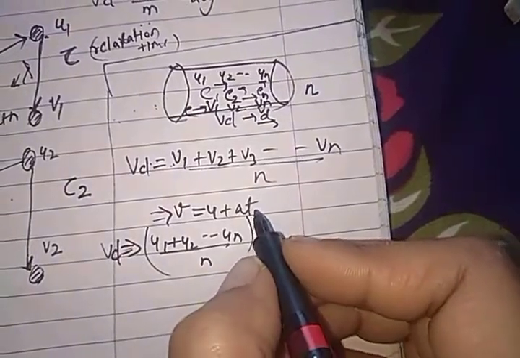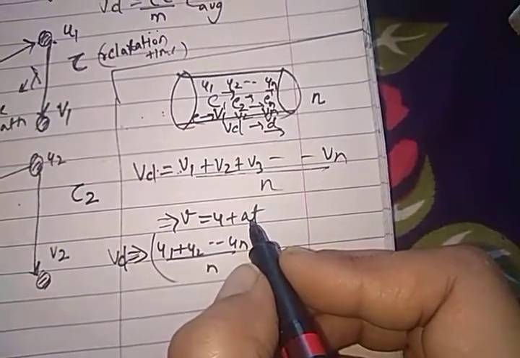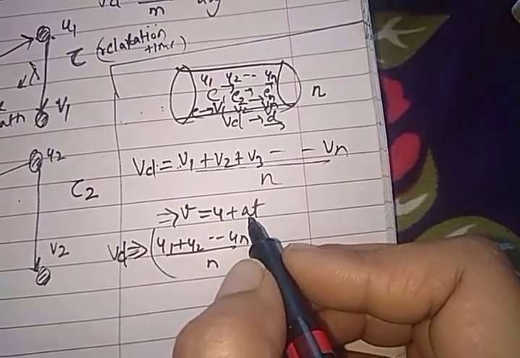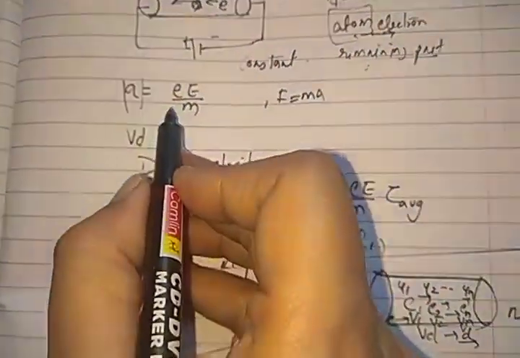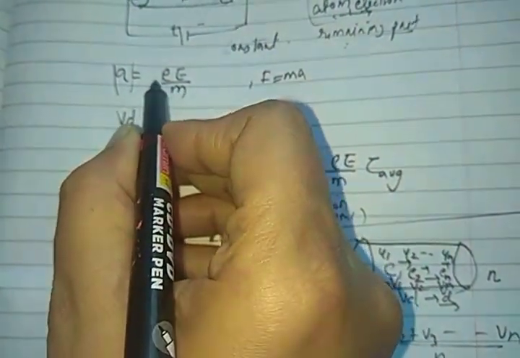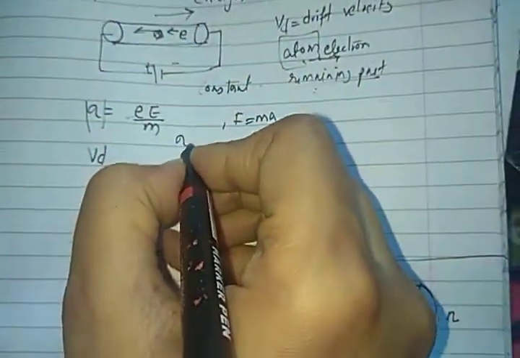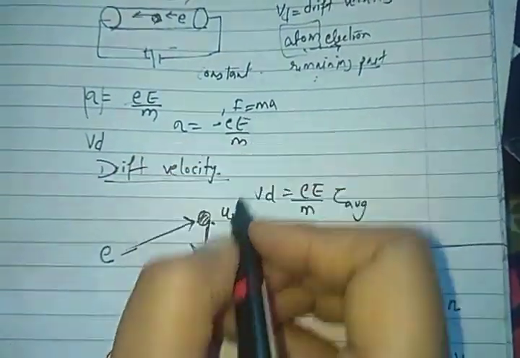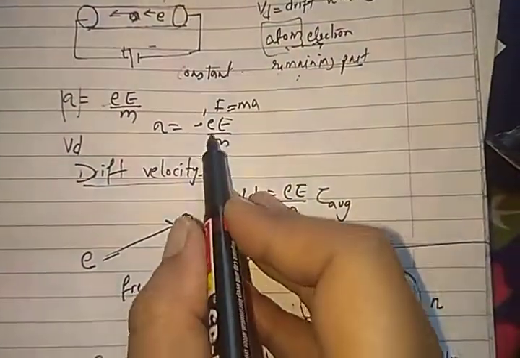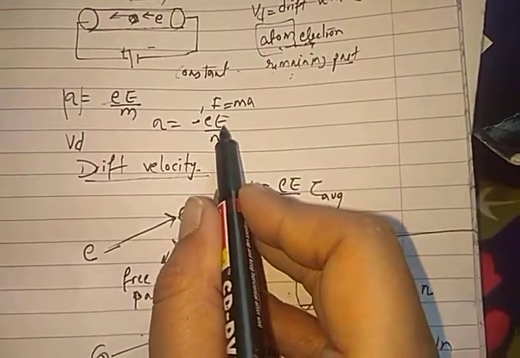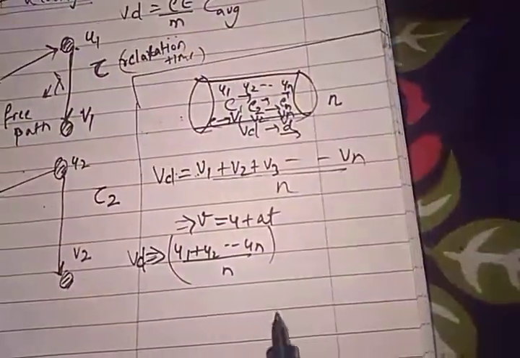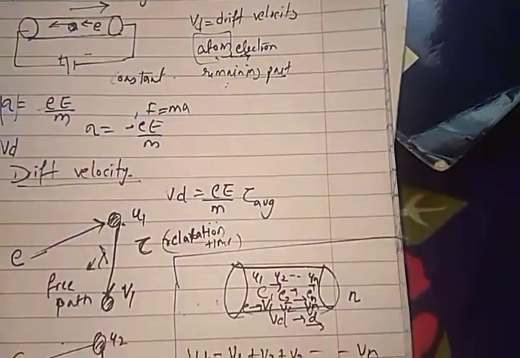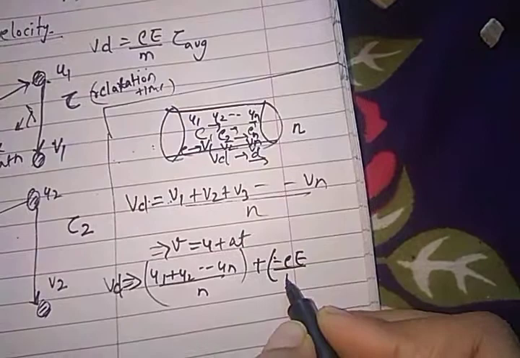Now instead of a, what can we write? A is the acceleration we have taken out. If we do not take the modulus, A is equal to minus E upon m. Why is it minus? Because of the negative direction of the electric field. It is not because of the negative electron. So instead of A, write down minus E upon m.